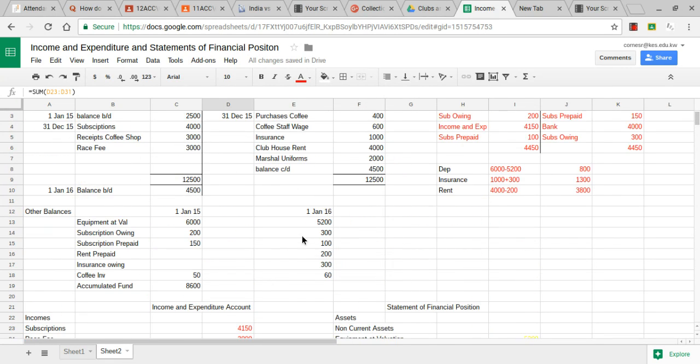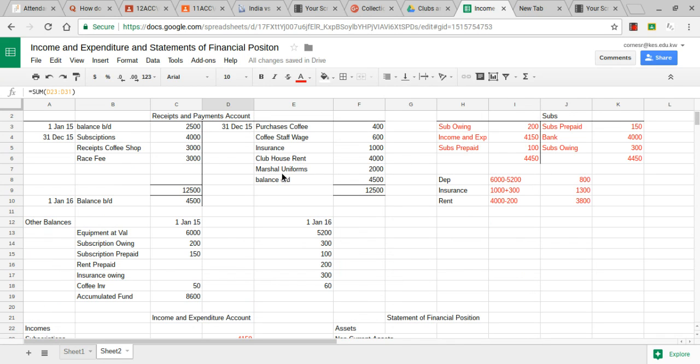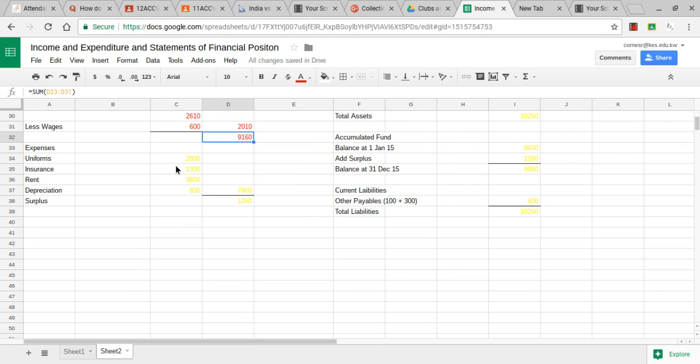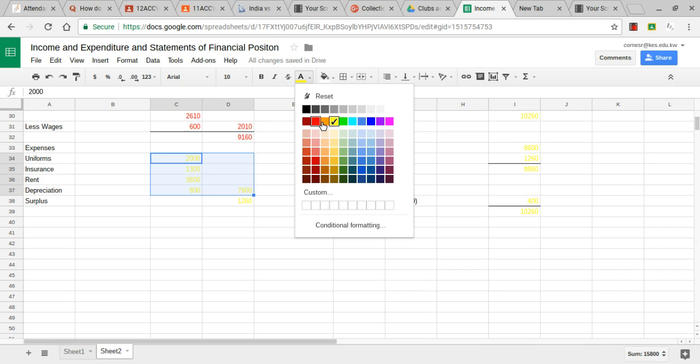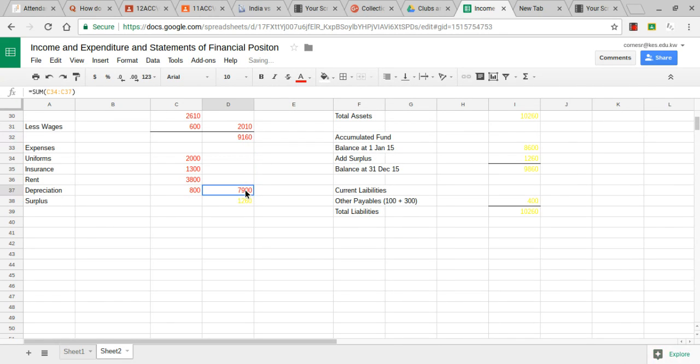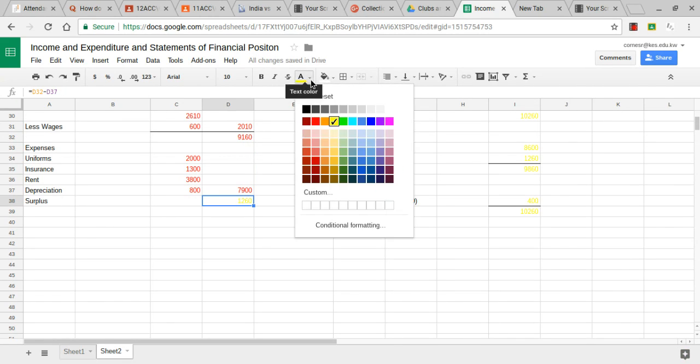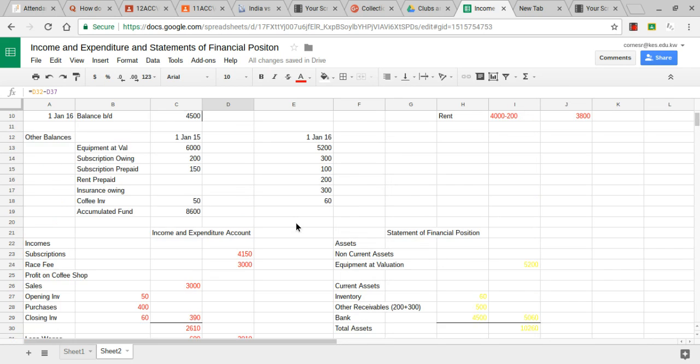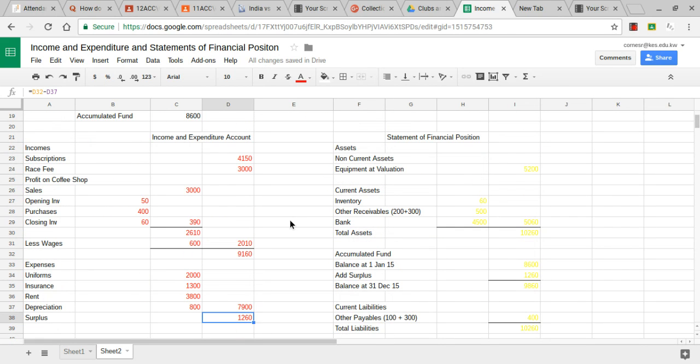And then what I need to do after that, I'm going to add in the marshal uniforms, and I'm also going to put in the depreciation, the insurance, and the rent to give me my total expenses. And then income takeaway expenses gives me, in this case, a surplus. It would be a deficit if this was a negative amount. Over here to the statement of financial position.